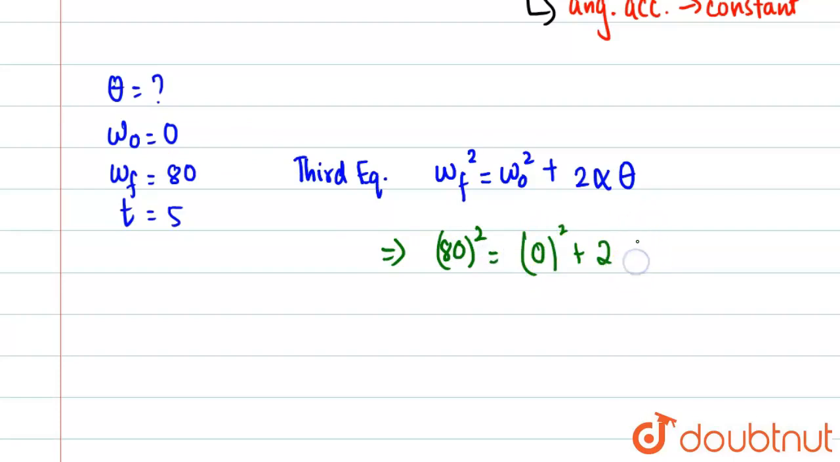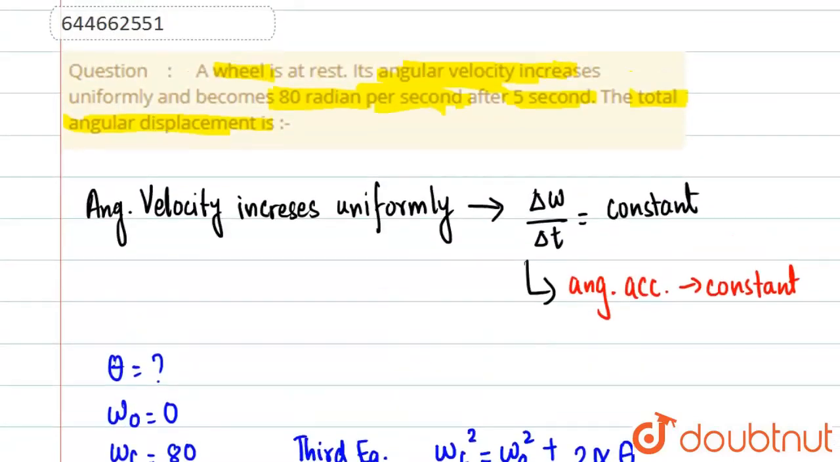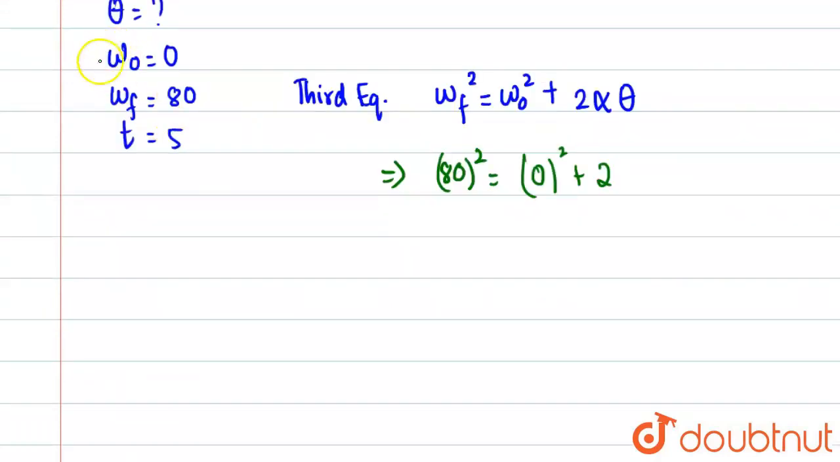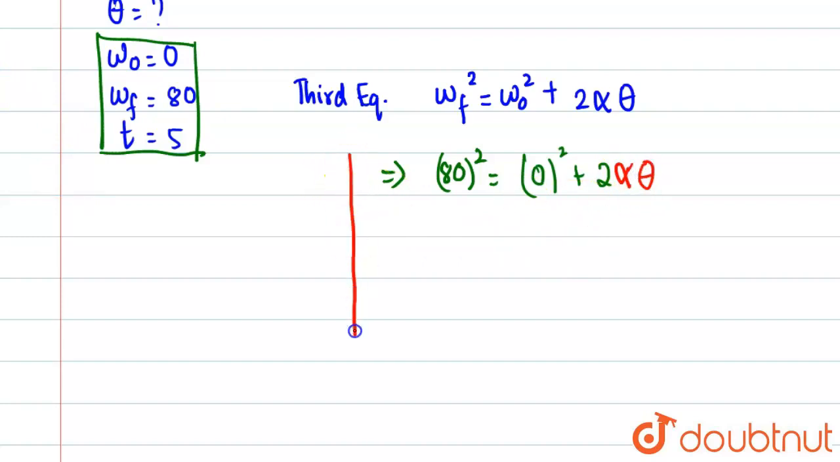Alpha is not given to us over here, so firstly we will find out alpha. We don't know alpha and theta is also unknown, and two unknowns can't be found out by one equation. So firstly we have to use the first equation over here. The first equation is omega f is equal to omega naught plus alpha into t.